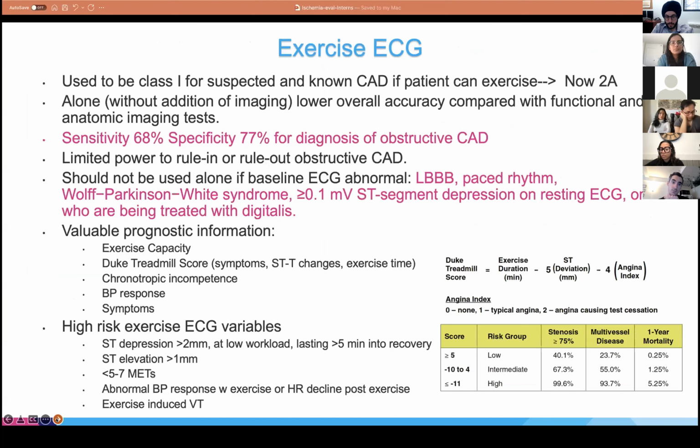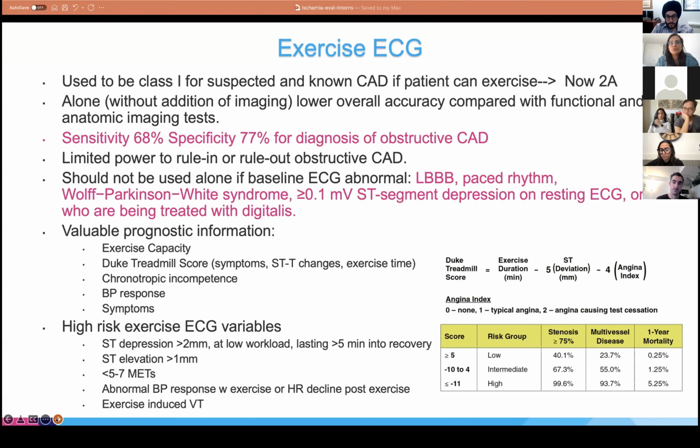All right, let's talk more about exercise ECG. In the last guidelines that came out in 2012, exercise ECG used to be class 1 for patients who had suspected and/or known CAD. If the patient can exercise, we would always prefer an exercise ECG with or without imaging to look for disease.